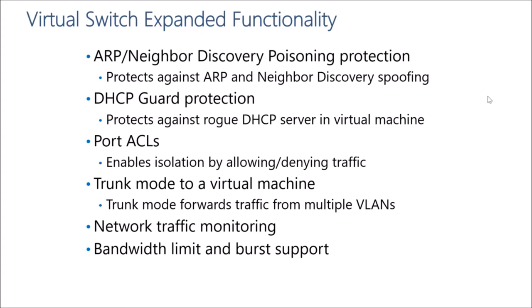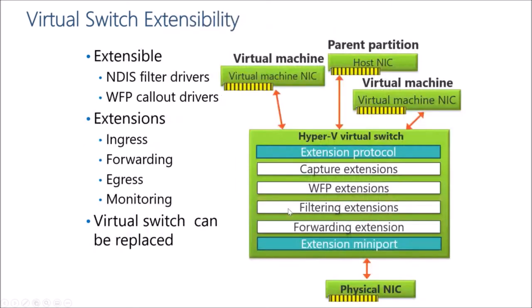There's port ACLs. ACL stands for access control lists, basically permissions, if you like. Port ACLs enable the isolation of allowing or denying traffic. We mentioned trunk mode before for a virtual machine. Trunk mode forwards traffic from multiple VLANs. Network traffic monitoring: these are some more features we can use to monitor network traffic in the virtual world. There's also bandwidth limiting and burst support, which allows us to control how much bandwidth virtual machines get access to.